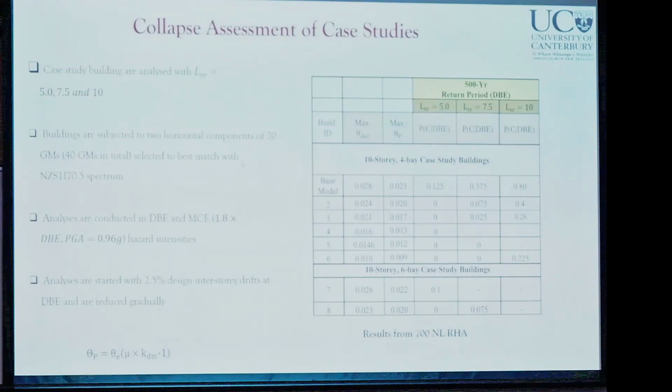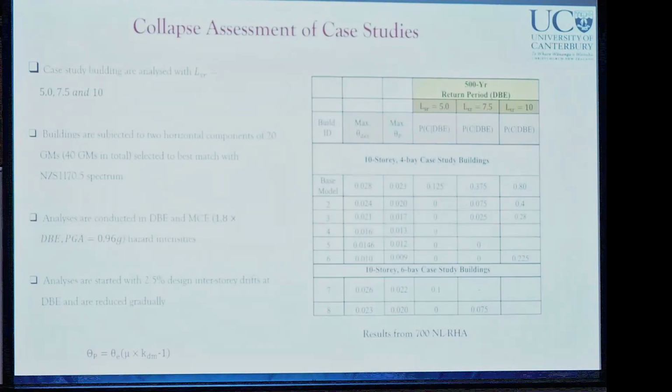So, for the case study buildings, we investigated the effects of LSR on the collapse probability, and also we investigated the effects of the maximum design interstory drifts as two important parameters in the seismic collapse probability. Here, you can see results of around 700 nonlinear response history analyses for the case study buildings, starting from the base model, which I explained, designed relative to New Zealand standards. You can see the drift slightly exceeds 2.5%, but that is because it's been scaled down with the response spectrum analysis. And you can see the collapse probabilities with different LSR at 500-year return period.